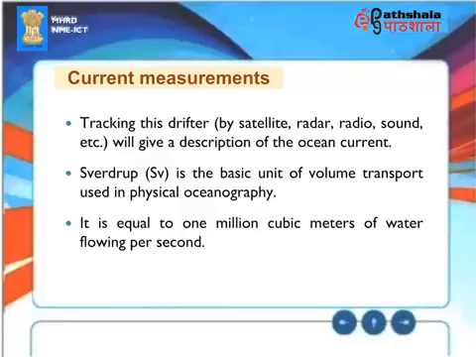Sverdrup, Sv, is the basic unit of volume transport used in physical oceanography. It is equal to 1 million cubic meters of water flowing per second.